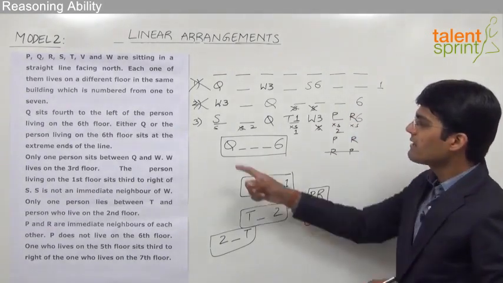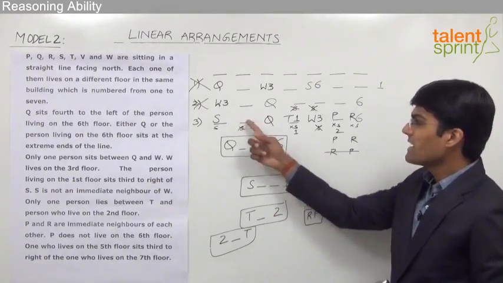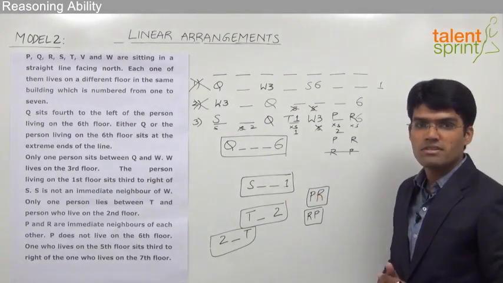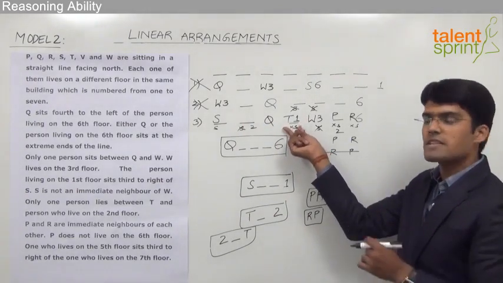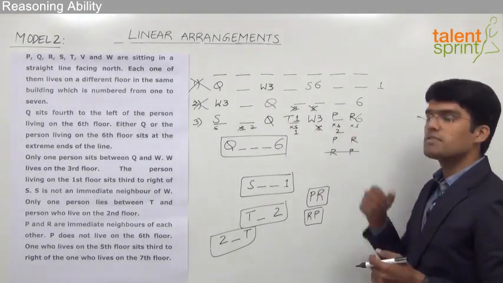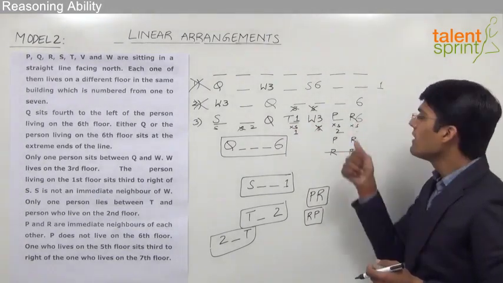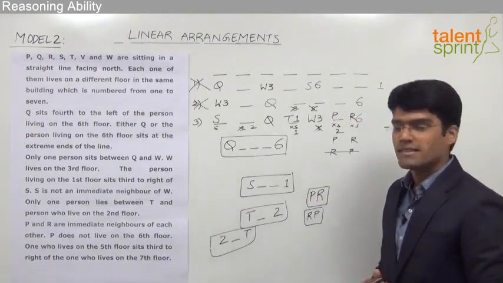So as you can see here, the first position is occupied by S, the floor is not yet decided, the second position is still lying vacant, third position is occupied by Q with the floor still undecided, fourth position is fixed, T who lives on first floor, fifth position is fixed, W on third floor, the sixth position will be occupied by P and the last position will be occupied by R who lives on sixth floor. Now to fill the remaining gaps, we just need to go to the next step.